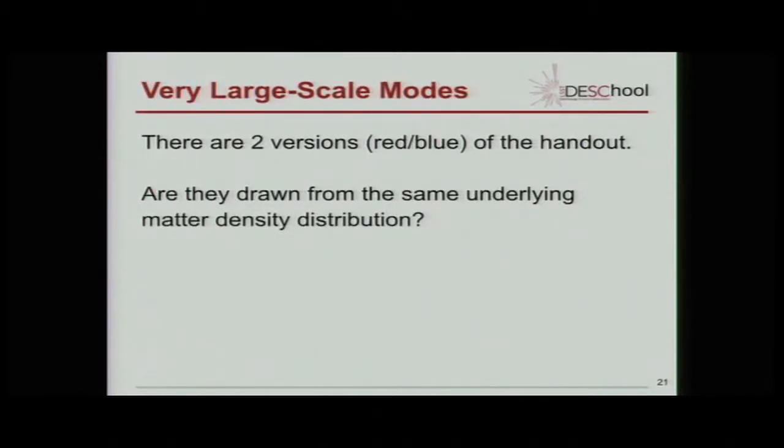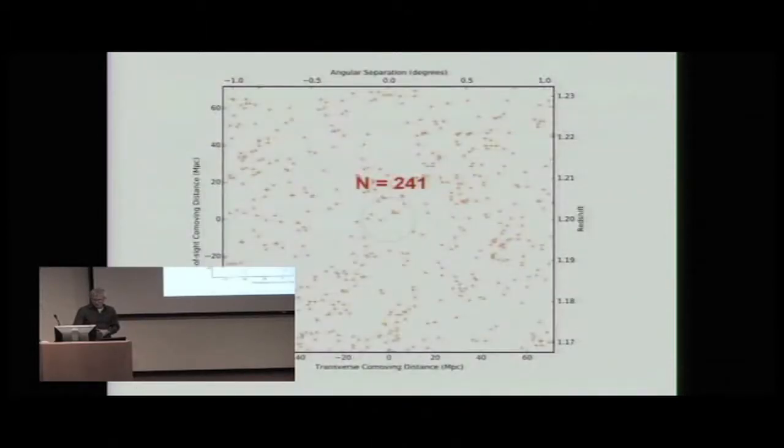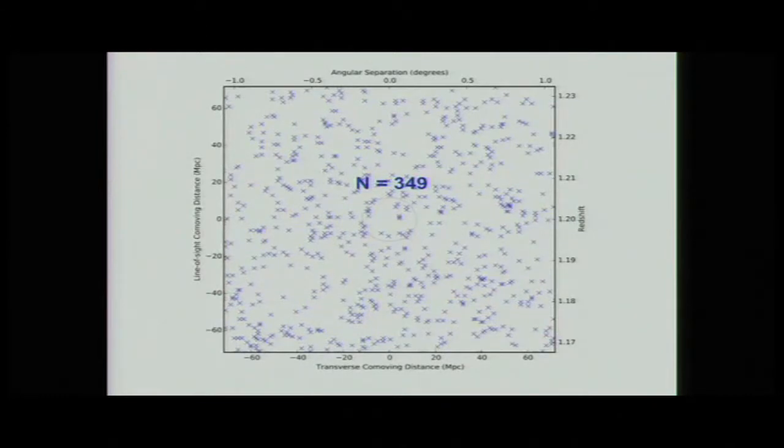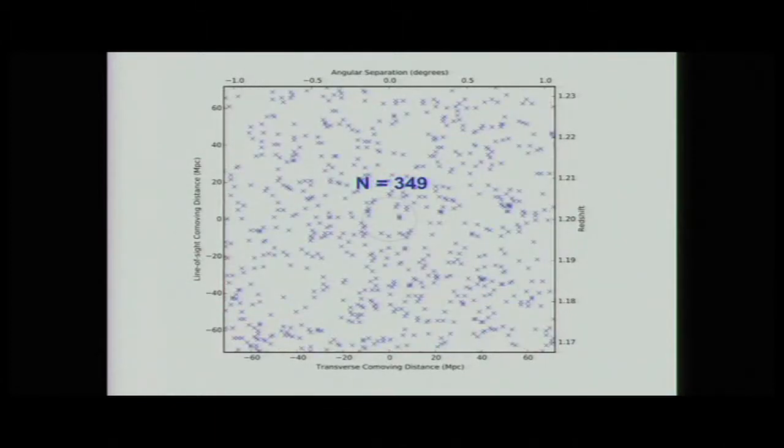Okay, there are two versions of the handout, a red version and a blue version. Are they drawn from the same underlying matter density distribution? The red one has 241 galaxies, the blue one 349. Are they from the same universe? It's a big universe. Remember, this is four arms length away. There's a lot of these in the universe. So the answer is yes, those are drawn from exactly the same universe.